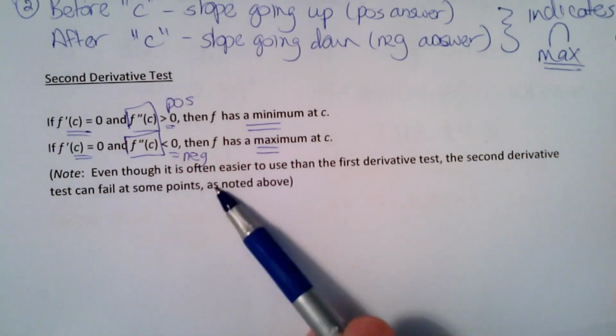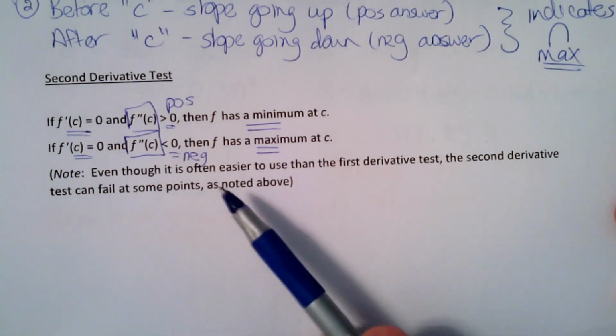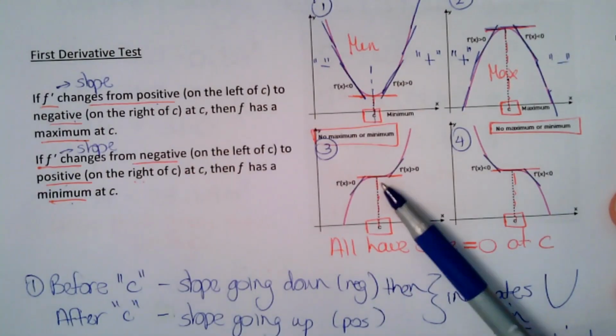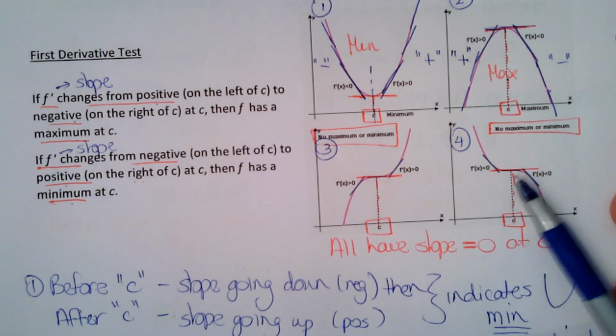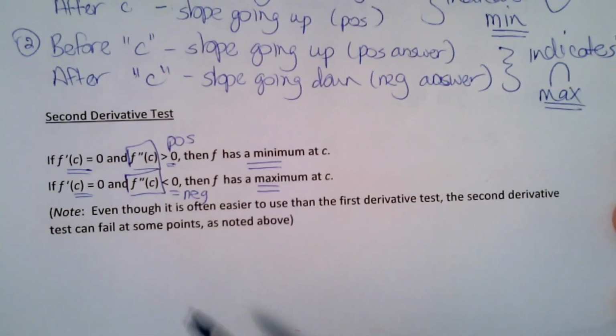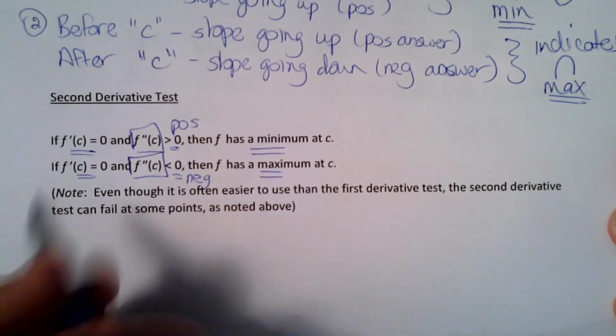So even though this is often easier than the first derivative test, do be aware this can fail due to this issue here. It doesn't pick up on this issue, whereas the first derivative test would. So that can be a bit of a pain. It's not something we have to worry about in our examples, but it's just something I thought I would mention.